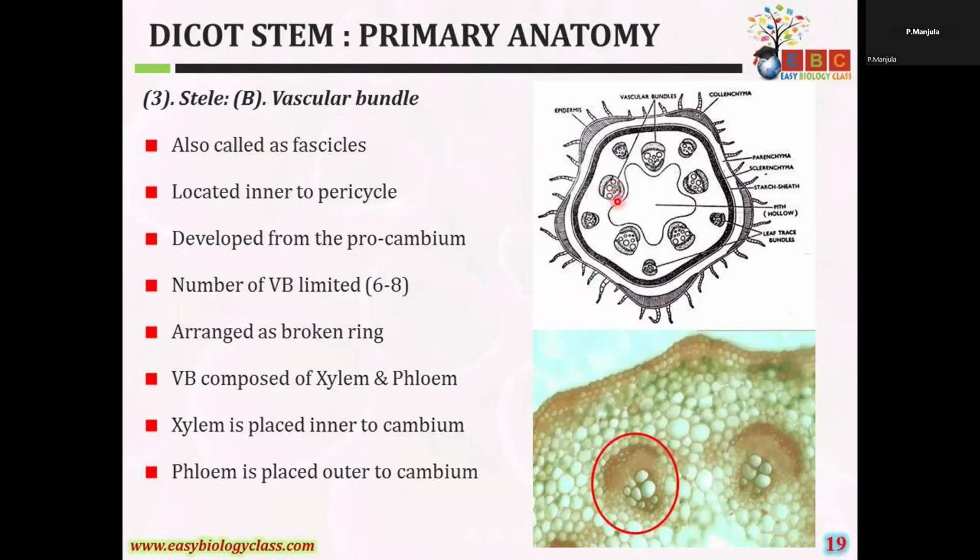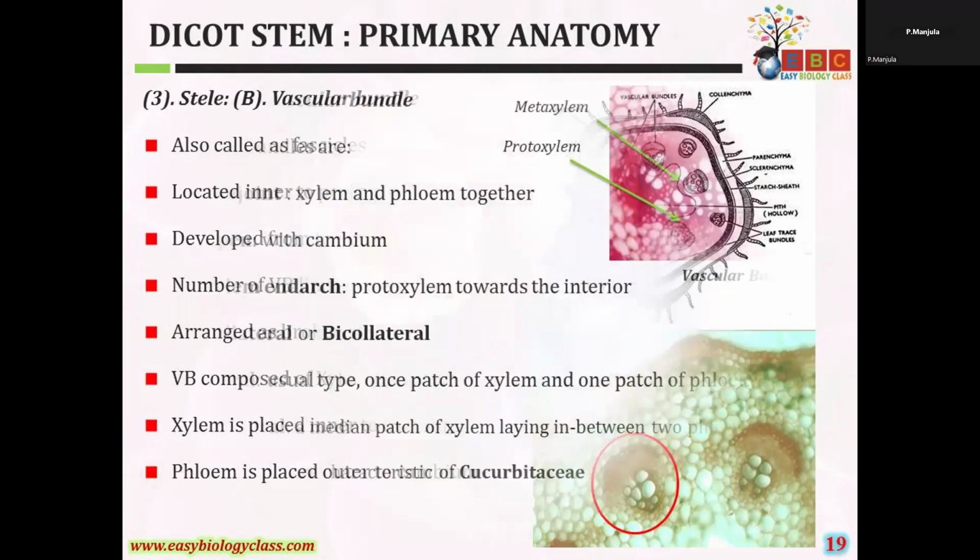So this one is the vascular bundle, and this one is the cambium. Outside this cambium phloem is present, and inside, xylem is present. So they are arranged like this. Here the number of vascular bundles is 3, 4, 5, so the minimum, that is 6 to 8 vascular bundles, are present.